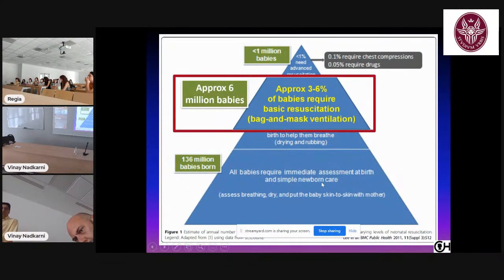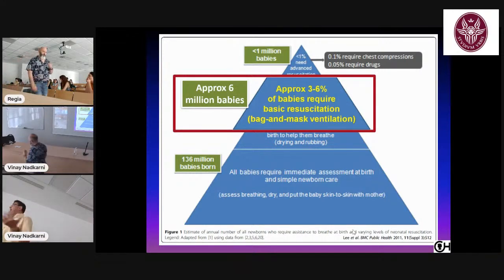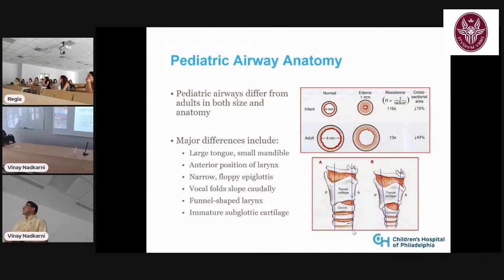What is special about children? In the newborn, a lot of times, all they need is stimulation to cry, to open up, to take the liquid out of the lungs, and to get air in. About 3 to 6% of babies around the world require some basic resuscitation. And only a very, very small percent need more than effective ventilation.